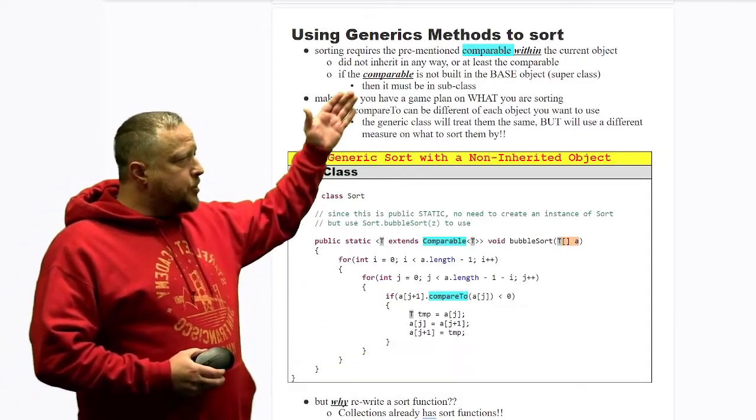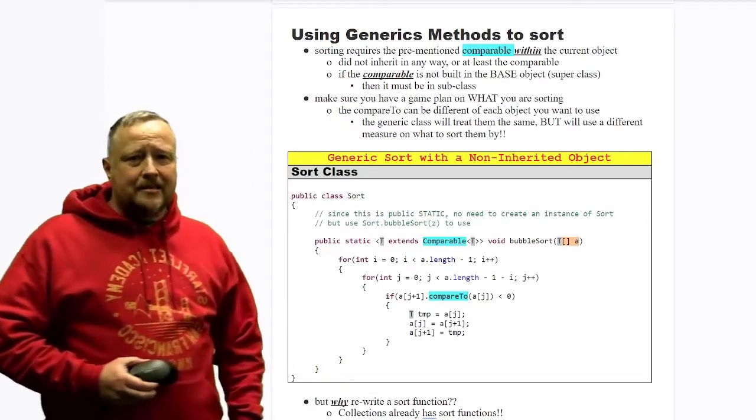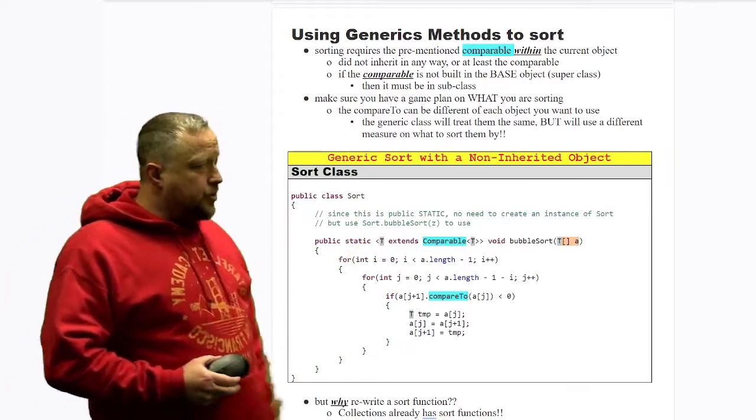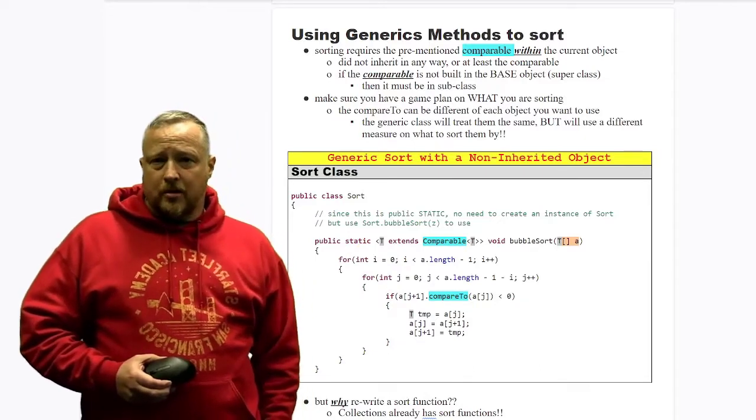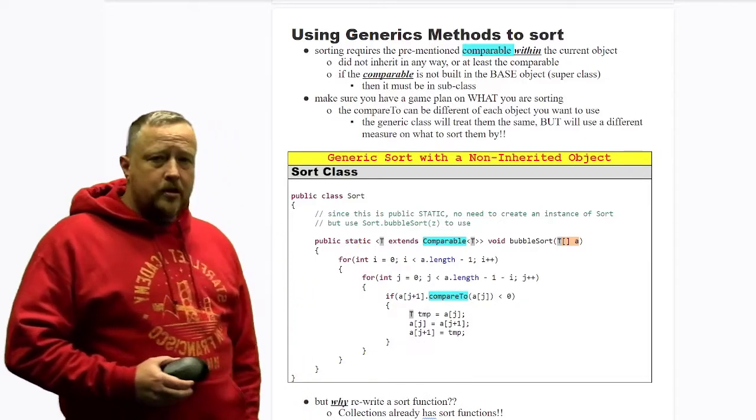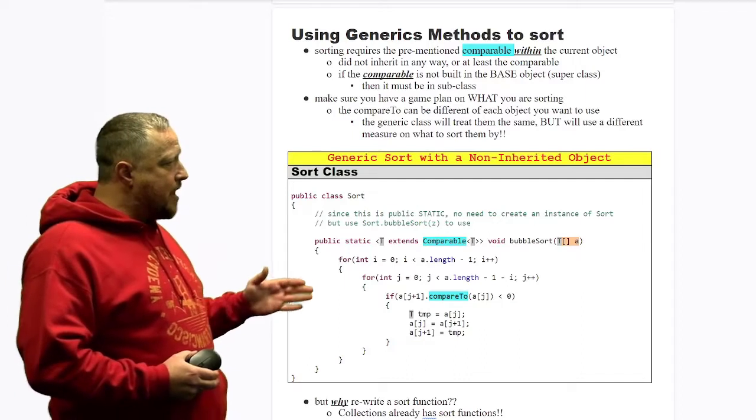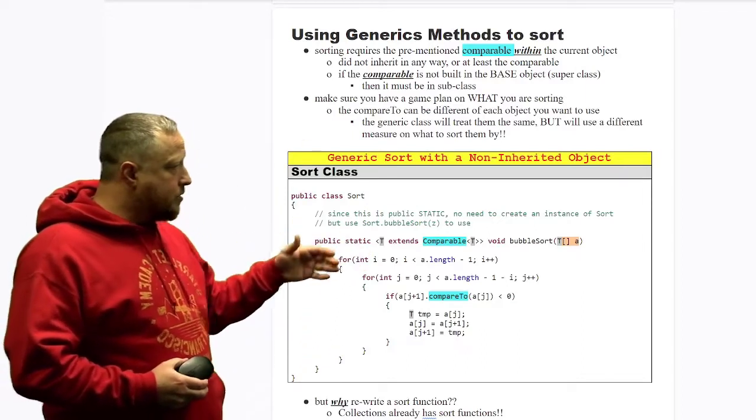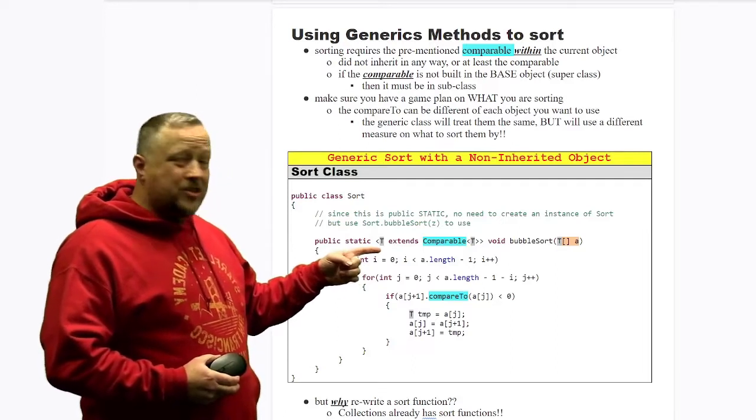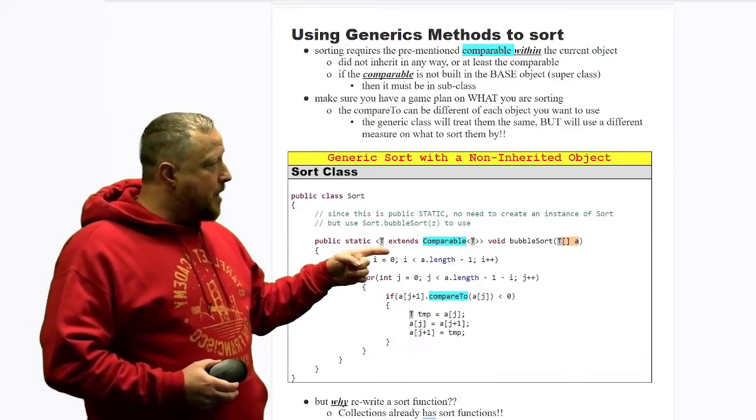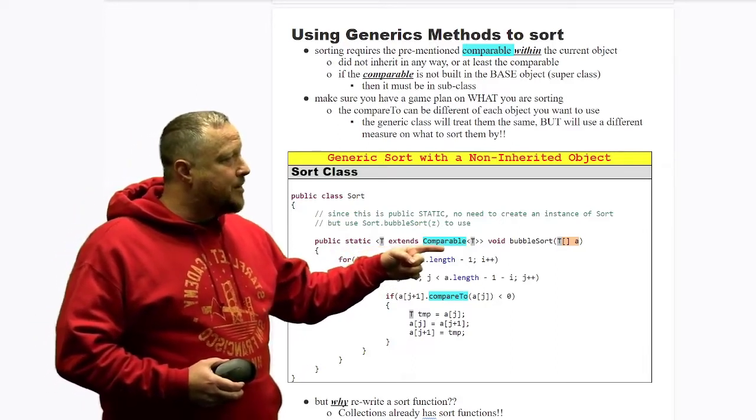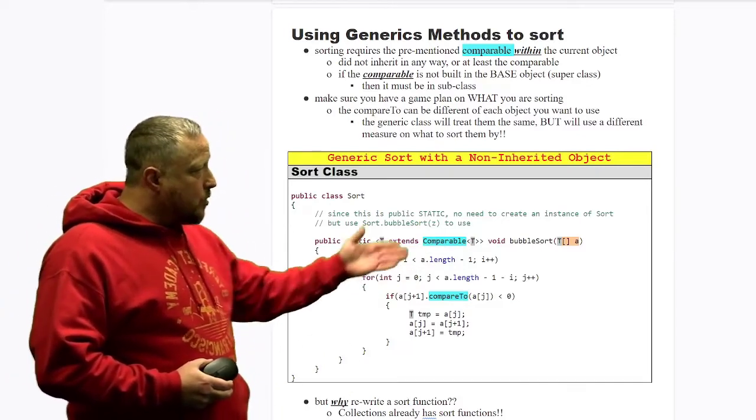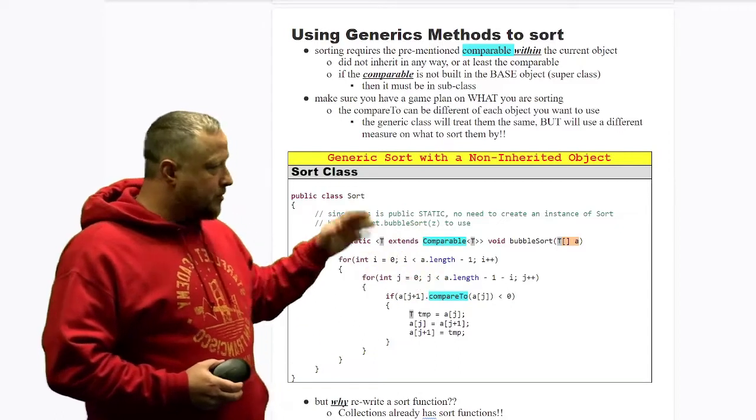So what we're going to do is pass a comparable into our generic data structure and function in this case. In this example, I have a function that's static, so I can call it without creating an instance. It's going to accept any generic data type that happens to extend some type of comparable. And then we're going to do the bubble sort on this one for some crazy reason.